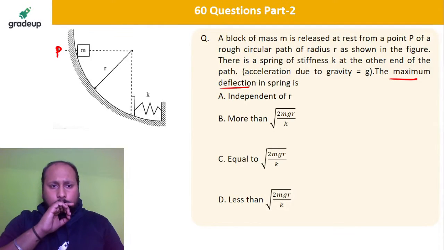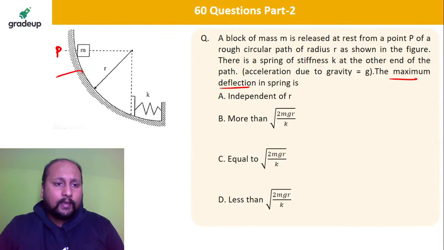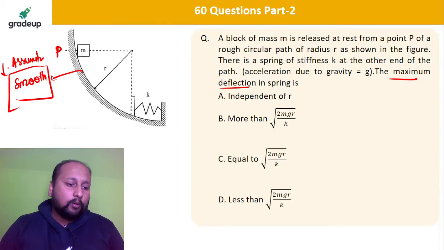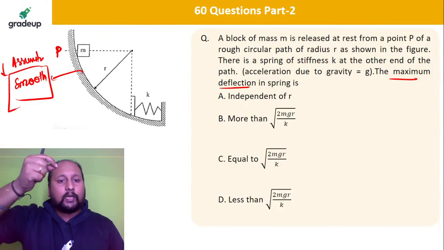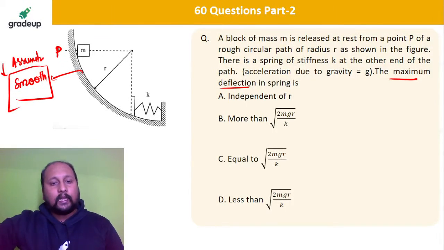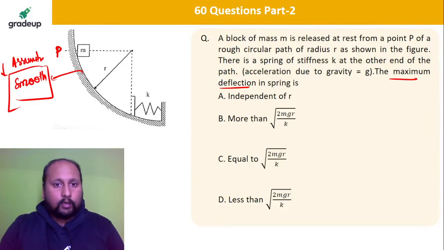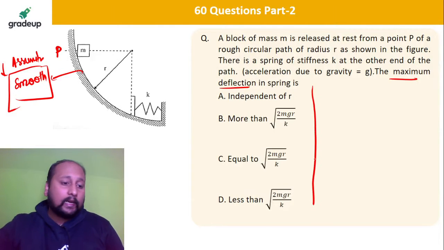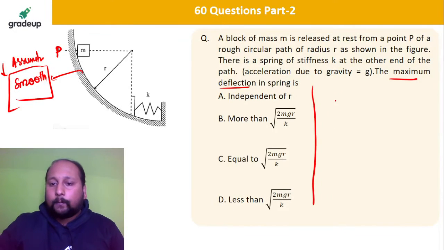Let us suppose I am taking this as a smooth surface. It is not given in the problem whether it is a rough surface. This is purely an assumption I am taking, that this surface is smooth. So if this surface is smooth, potential energy will be converted into the spring energy. Just apply the direct concept: decrease in potential energy will be equal to the increase in the spring energy. Okay, fine.